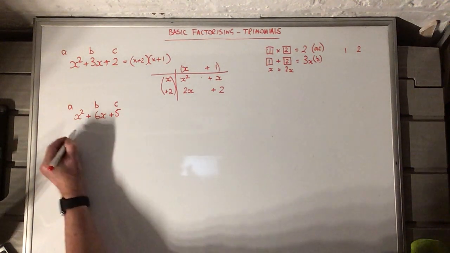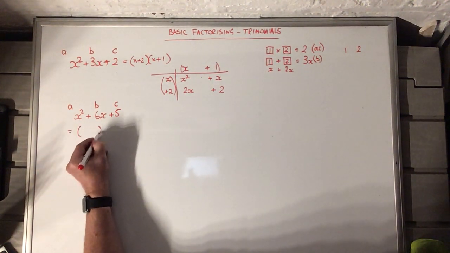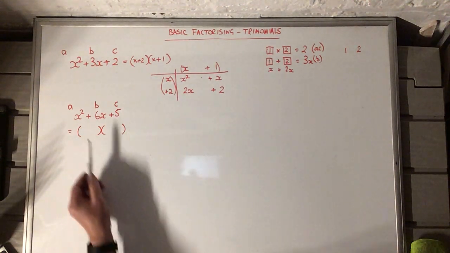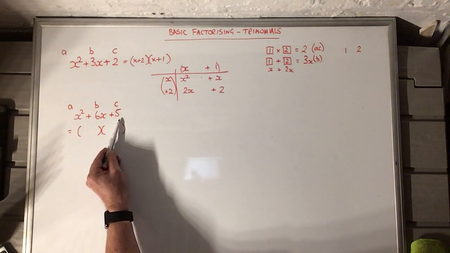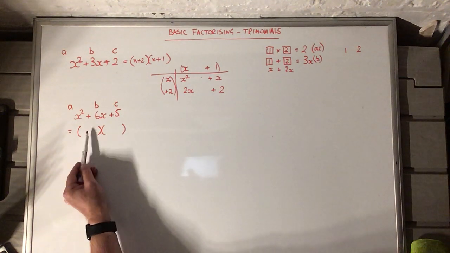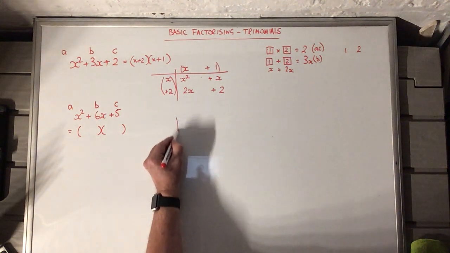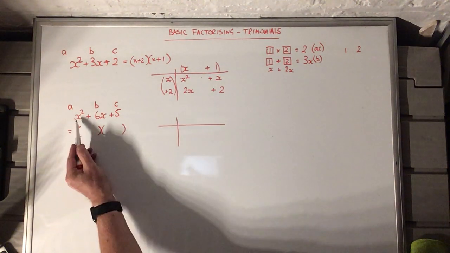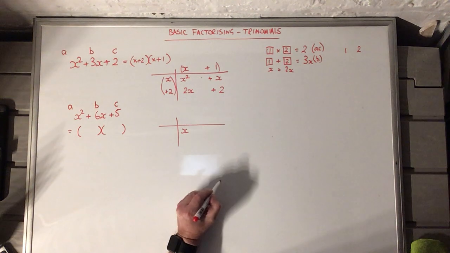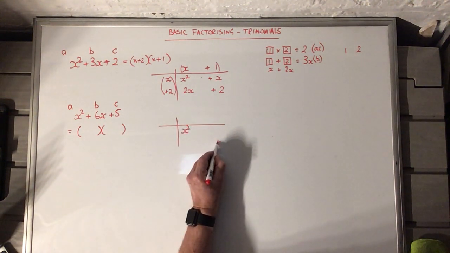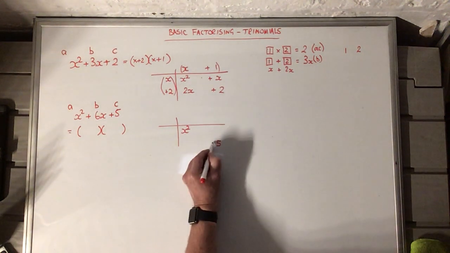And we need this to be written as a bracket times another bracket. Times, in mathematics, we usually say the word product. Product means times. That bracket times that bracket. So we're changing an addition sum into a product of two brackets. So here's our grid. First term goes here, it's x squared, and the last term goes down the bottom right. That's 5, and it's a positive 5.